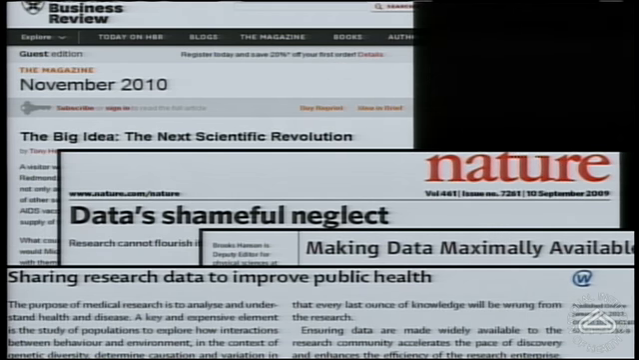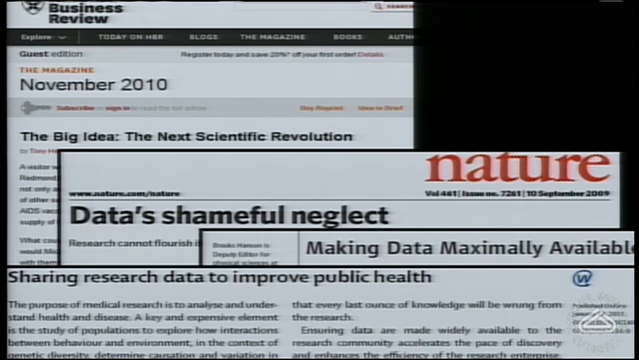In 2010, they said data-driven science is the next big scientific revolution. You think about how we started with experimentation in the 1400s. We went to theory in the 1700s. We went to simulation and models in the 1900s, and now data-driven science in the 2000s and beyond.